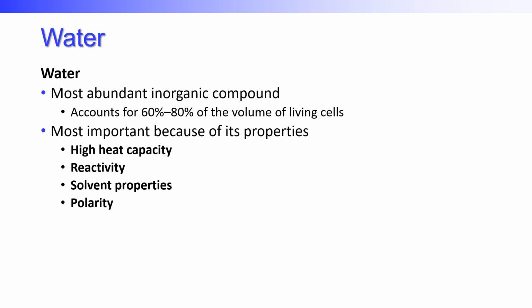Now, by the time we get old, we do start to dry out a little bit. We can slip downwards of about 45% water, but the average comes in at around 60 to 80% in younger people. And water has these very important properties, such as high heat capacity, reactivity, solvent properties, and polarity. So let's take a look at why each one of these properties is important to the body.